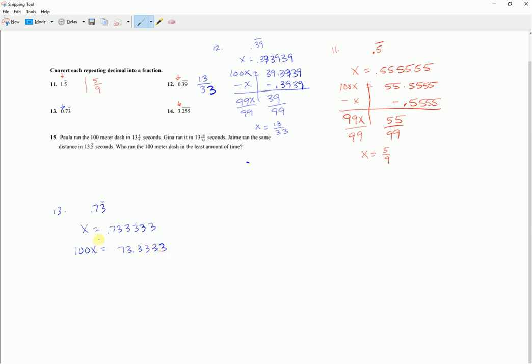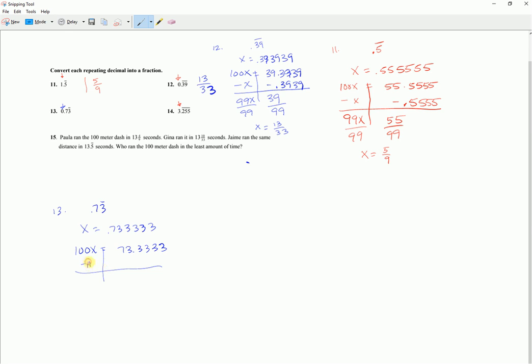73.3333. And now this is where in class, depending on the class, we might have talked about, well, if I just put the x in here and subtract x from both sides, and I'm going to get rid of it. If we do this, notice that the 0.73 isn't going to cancel out the decimal completely. So we need to move the decimal place one time. And if we do that, then it will line up perfect.